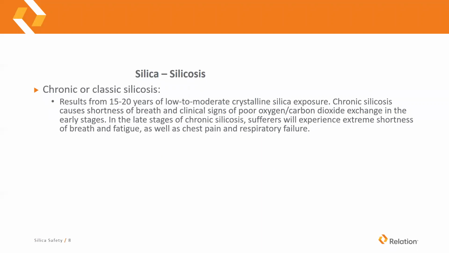So there are three different types of silicosis. We have chronic silicosis. It results from 15 to 20 years of low to moderate crystalline silica exposure. Chronic silicosis causes shortness of breath and clinical signs of poor oxygen, carbon dioxide exchange in the early stages. In the late stages, sufferers will experience extreme shortness of breath and fatigue, as well as chest pain and respiratory failure. A lot of times, somebody with advanced chronic silicosis may just be sitting in a chair, not even doing anything, and it's like they've been running a mile.